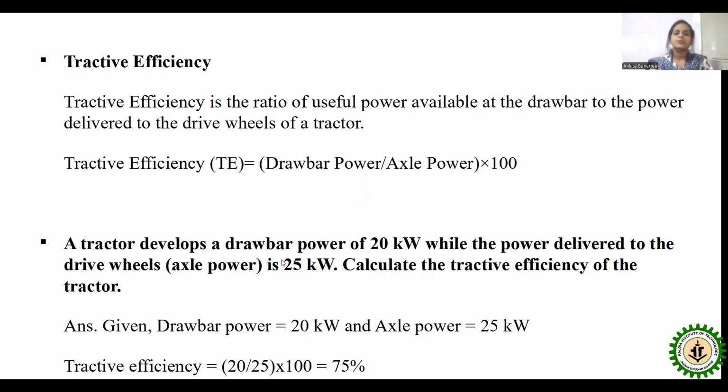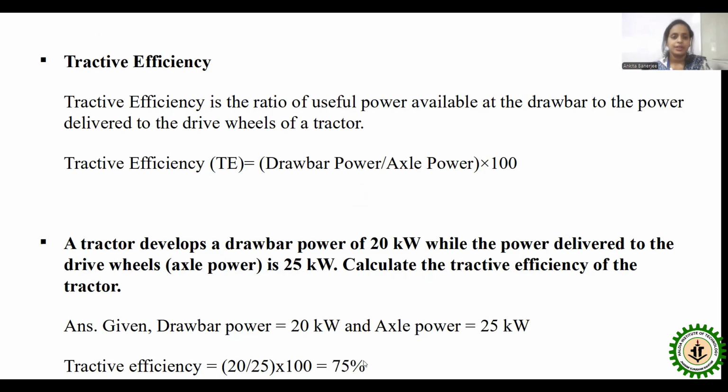Here's a small example for better understanding. A tractor develops a drawbar power of 20 kilowatt while the power delivered to the drive wheels, or axle power, which is actual power, is 25 kilowatt. Calculate the tractive efficiency of the tractor. So these are the given things, and tractive efficiency is 75%.